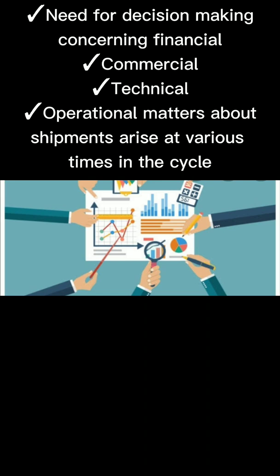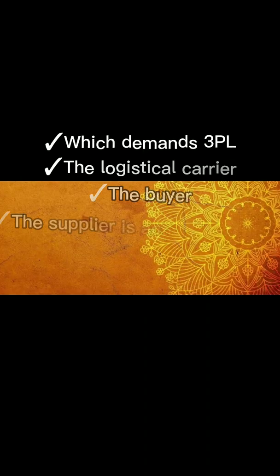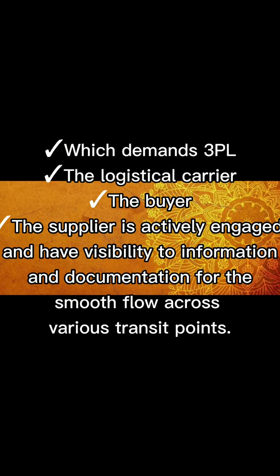Commercial, technical, operational matters about shipments arise at various times in the cycle, which demands that 3PL, the logistics carrier, the buyer, the supplier are actively engaged and have visibility to information and documentation for the smooth flows across various transit points.